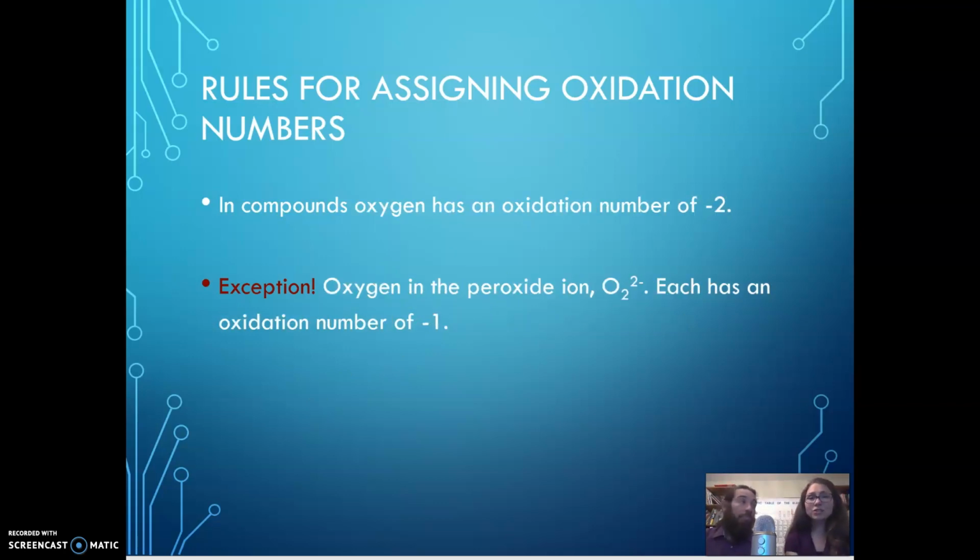Okay, so oxygen is almost always a -2. Almost always. So that's going to help us assign the oxidation numbers of other species in the compound, knowing that oxygen's -2. There's one exception, and that's the peroxide ion. If we're looking at hydrogen peroxide, that's one that might come up. In this case, each oxygen is a -1. I think hydrogen peroxide is probably where you'll see that. Yeah, it's not that common.